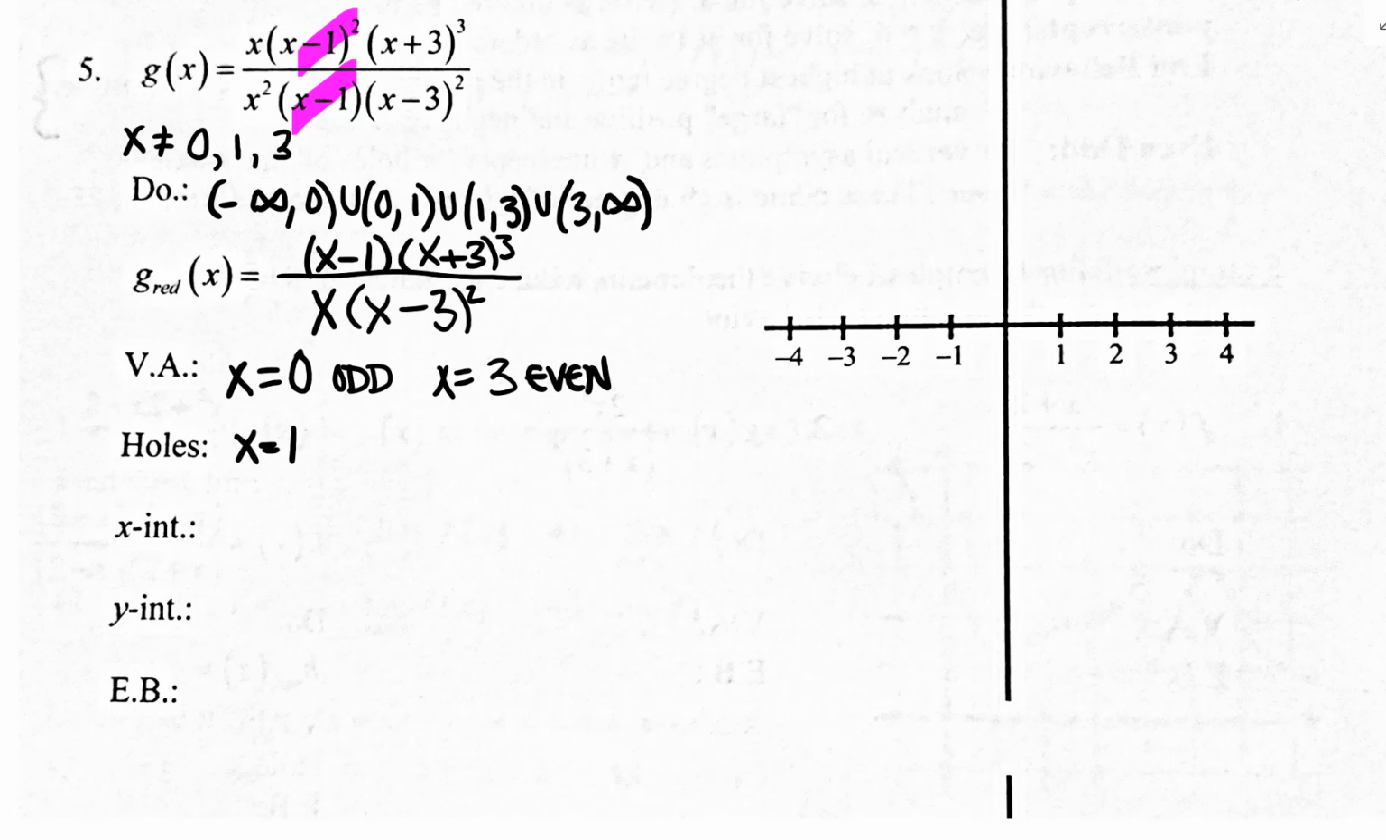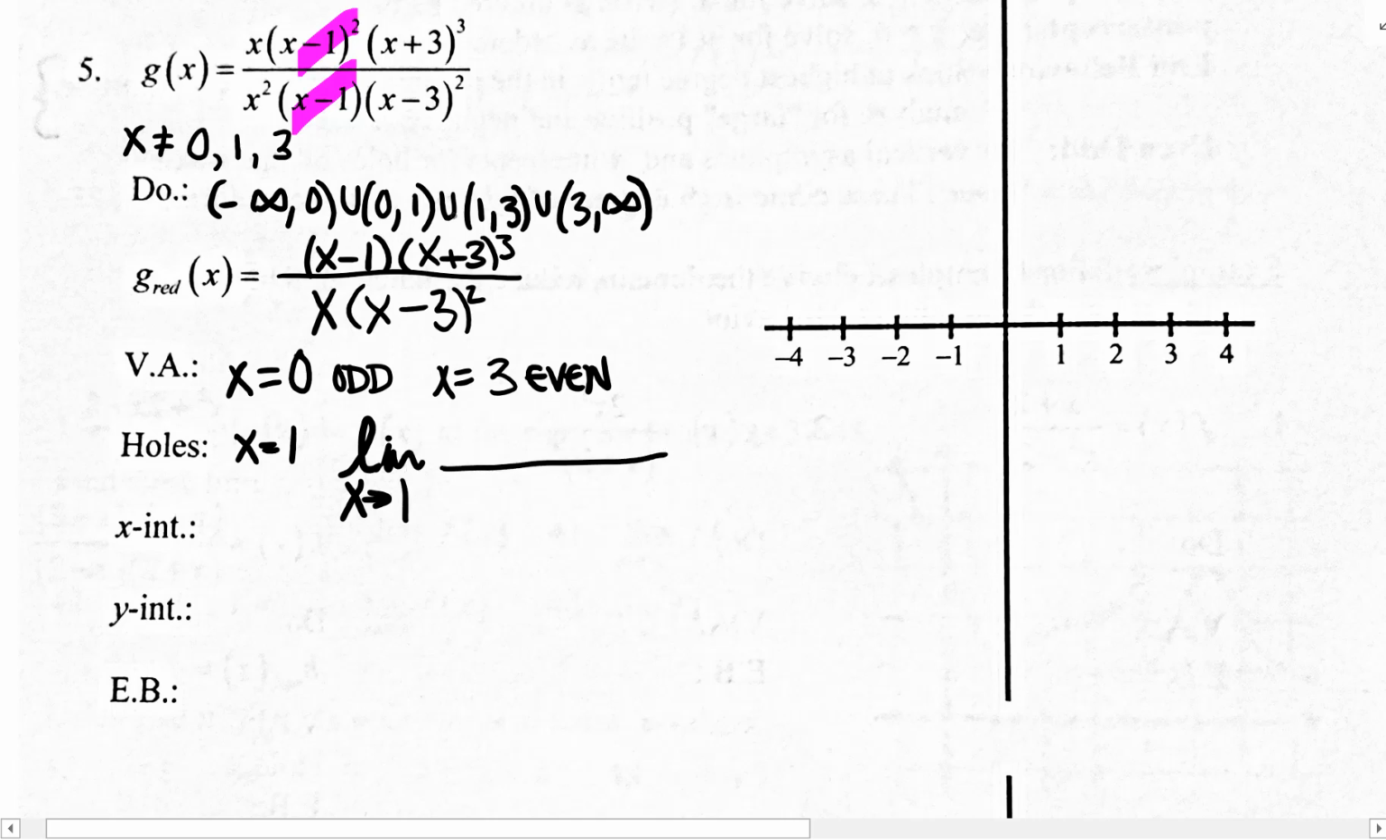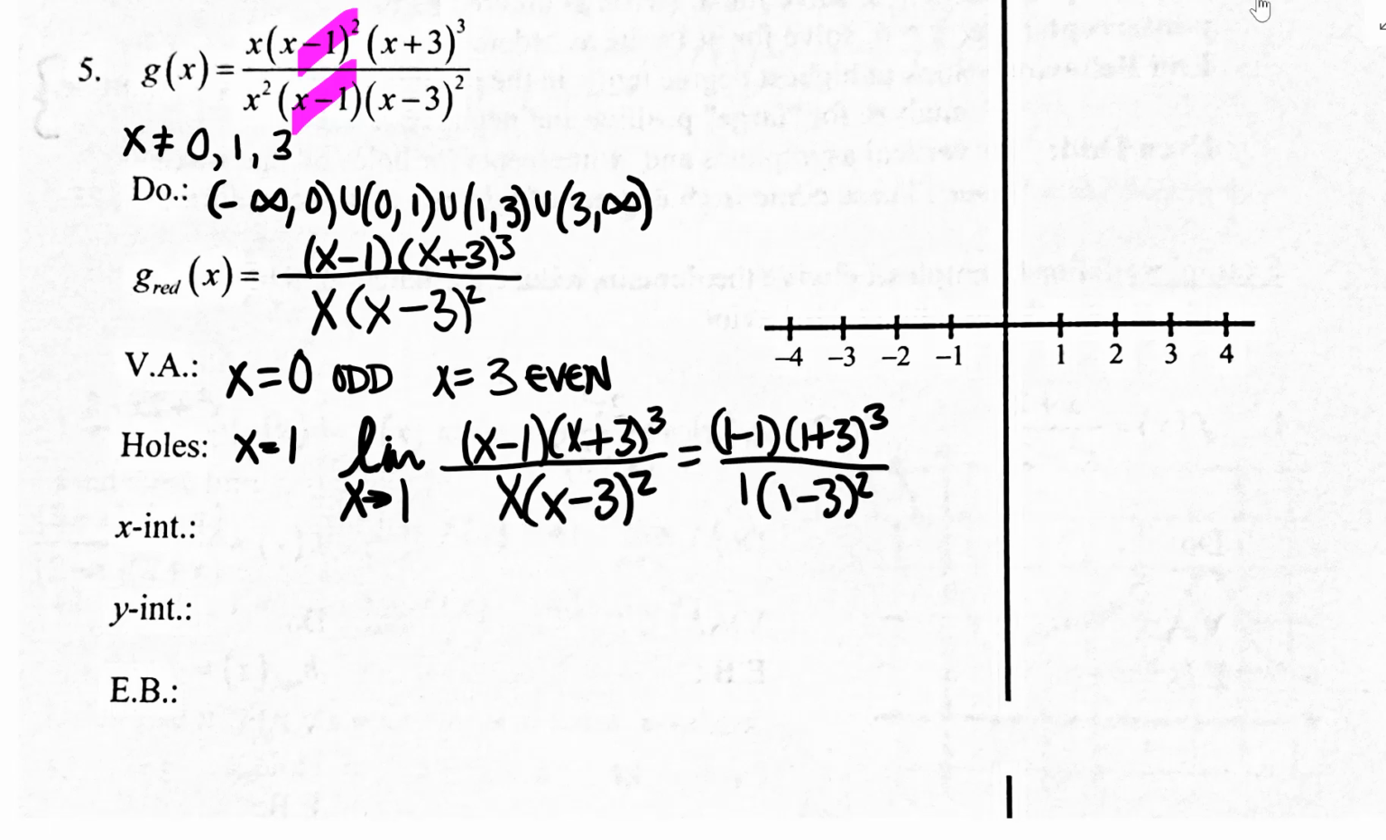To find the y value of a hole, and it's not actually its value, right, because it's a hole there, but to figure out where to put your hole, you can use the limit as x approaches 1, and you'll want to use the reduced function, otherwise direct substitution will provide you with an undefined result. So we'll use our reduced function, and direct substitution actually works at this point. 1 minus 1 in the numerator would give you 0, so the entire thing results in a 0. The placement of your hole is at (1, 0).